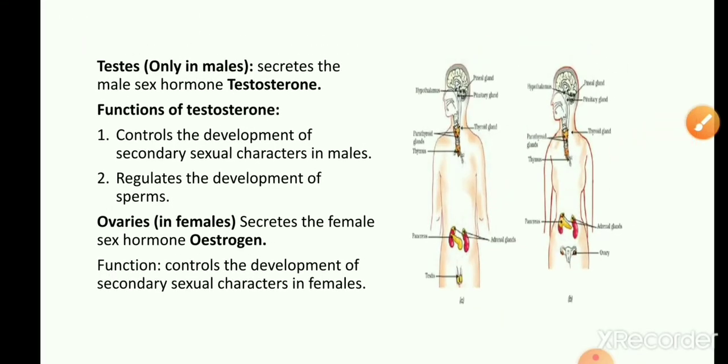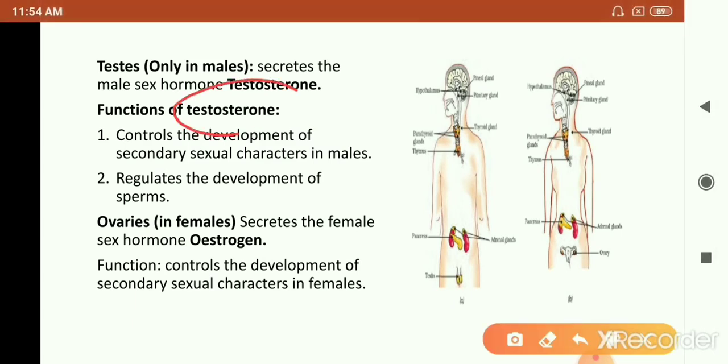One is its reproductive role, where it prepares sperms, and the other is the endocrine role, where the testis produces a hormone called testosterone. And this hormone has got two functions.